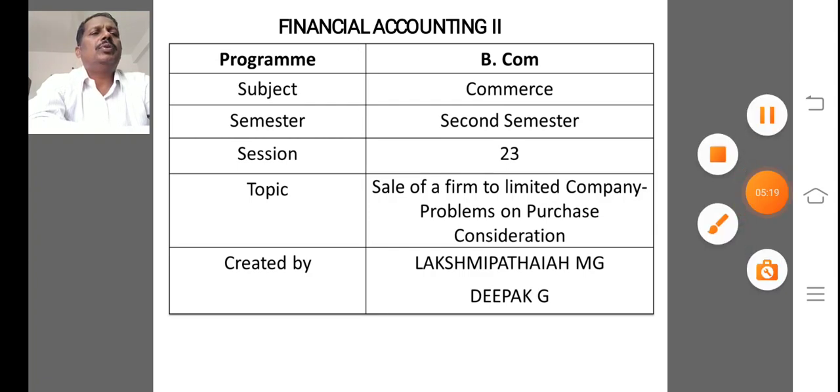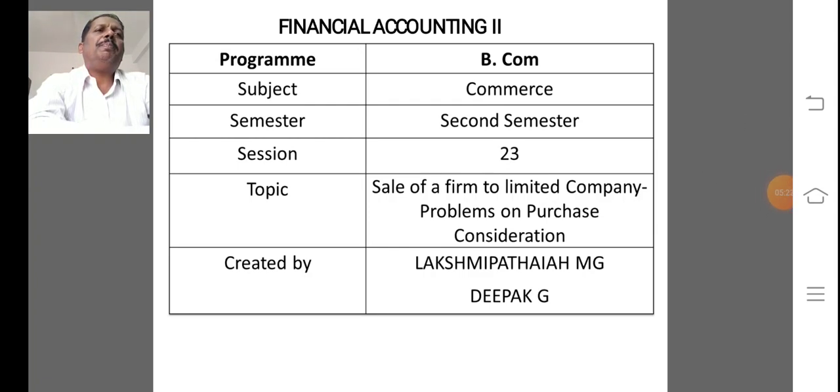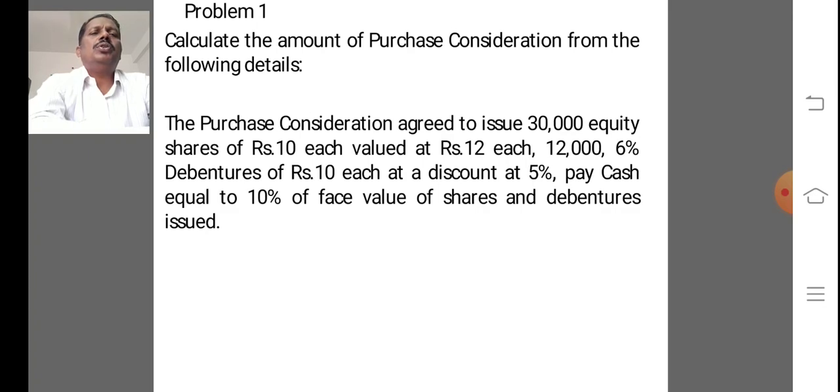And the net payment method. Under this method, the actual payment made by the purchasing company against each item would be specified. The payment may be in cash, shares, or debentures, or in any combination of the three. So these are the methods.